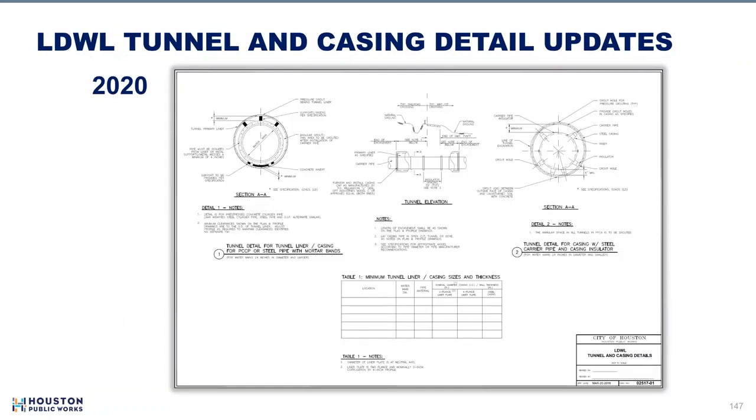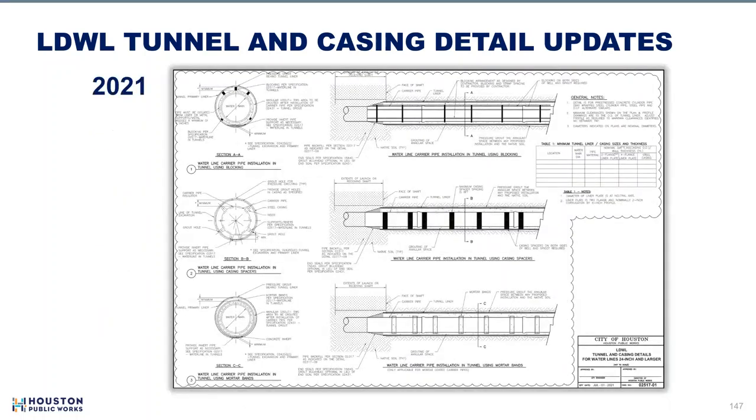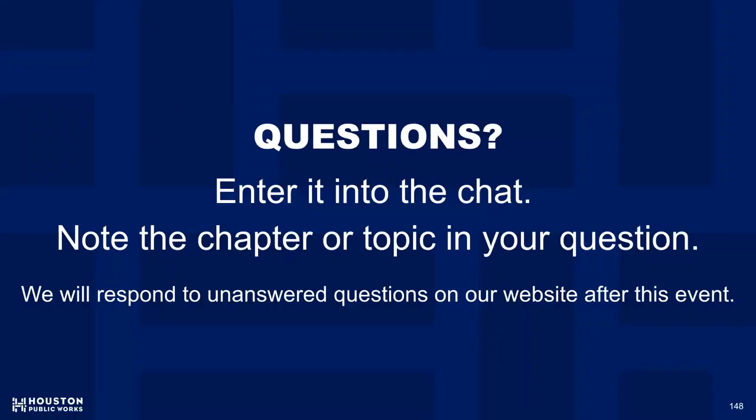Another major update can be seen here on the large diameter waterline tunnel and casing detail. So this is the old 2020 detail shown on screen. Here is the new 2021 detail, providing more design information and a new installation method. A third installation method has been added. So that concludes the big standard detail updates and the presentation. If you have any questions, please submit them now.